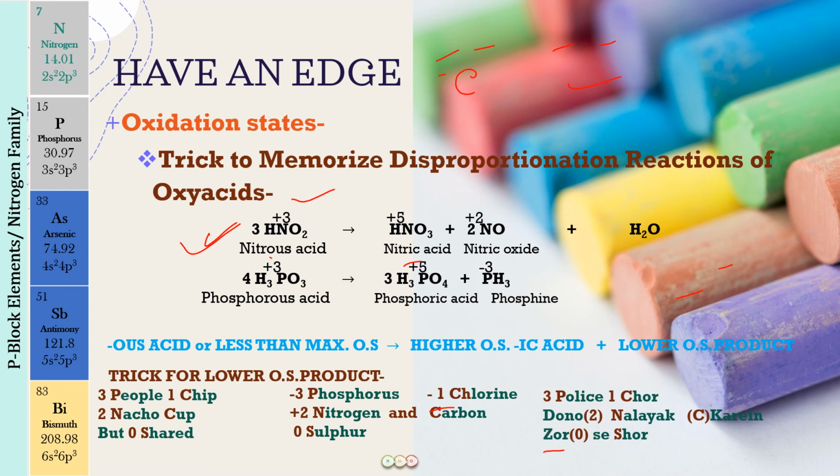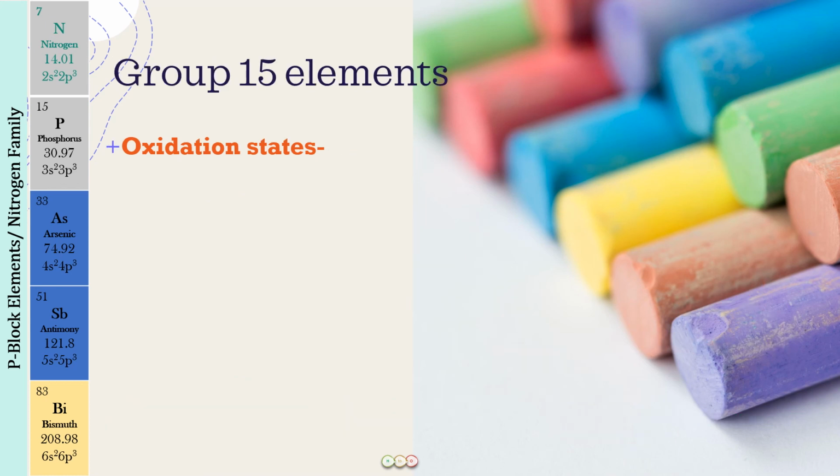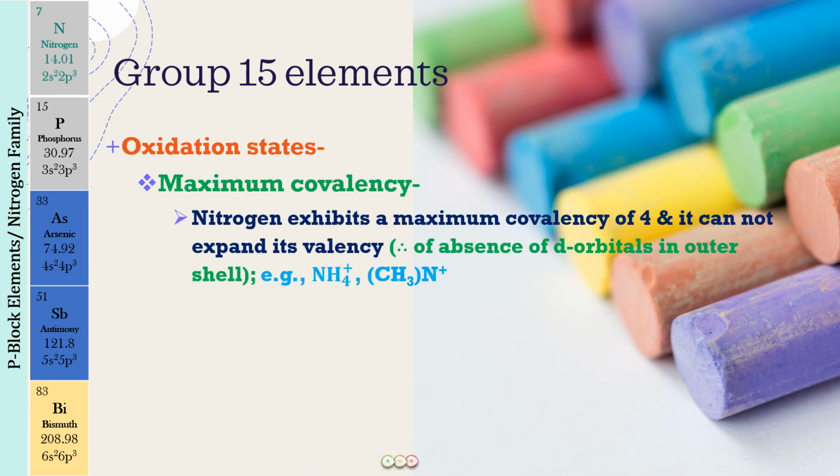Okay, so let's move on. Now, before we wind up this lecture, there is one more important thing you have to remember regarding maximum covalency. Nitrogen, as I have already discussed, is going to exhibit a maximum covalency of 4 because it cannot expand its valency. It does not have d orbitals. So it will show a maximum covalency of 4. So this is one covalent bond it can form.